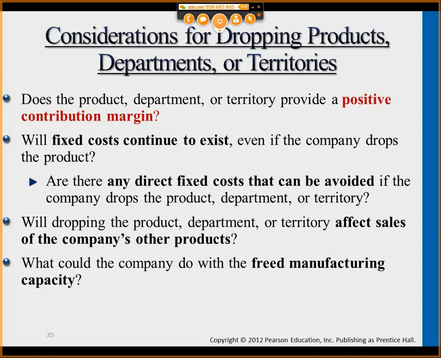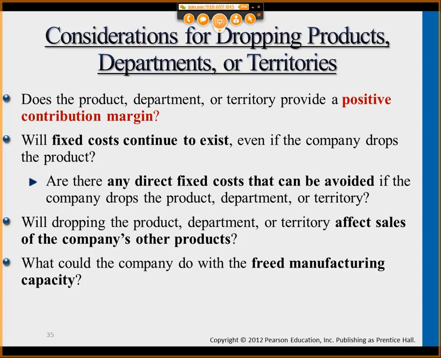So if I'm selling, I don't know, a juicer or something, and there is a part that I'm also producing that sells really well, the container where the extracted juice is pouring, then once I discontinue that juicer, that container will no longer sell as well because it's compatible with my juicer. Something like that. So will dropping the product, department, or territory affect sales of the company's other products? That's very important to take into account as well.